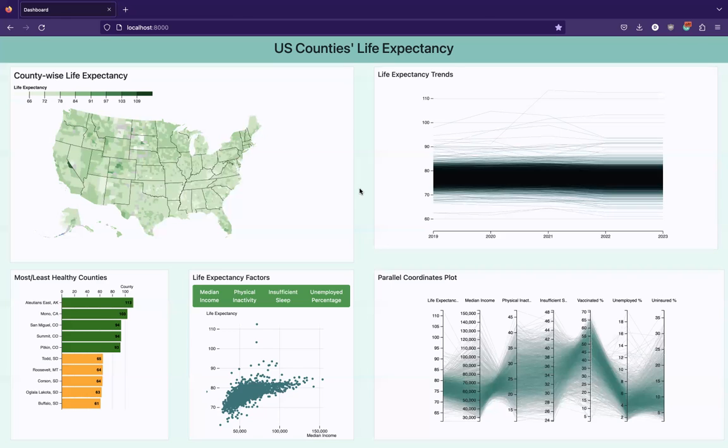We have taken the data set from county health rankings, and it uses a variety of data sources to assess each county's health outcomes and factors. Let's get started with the demo.